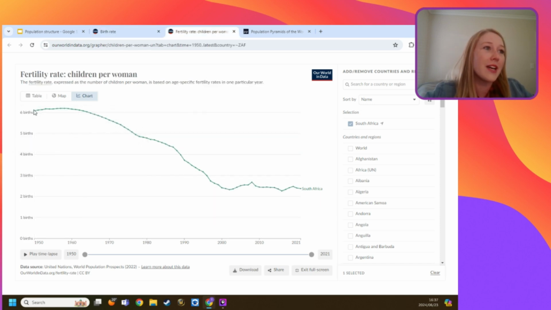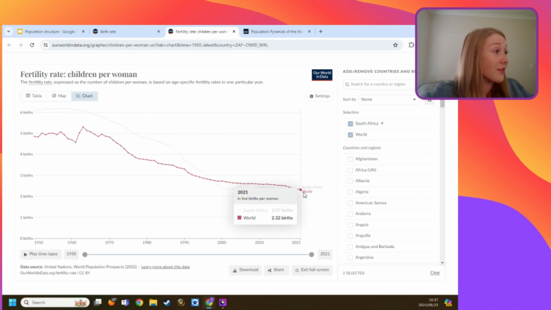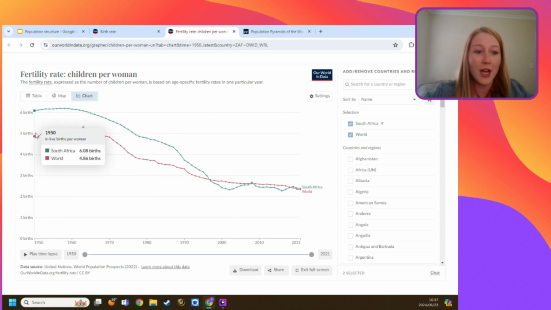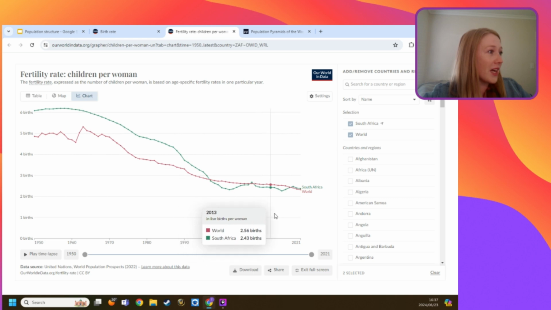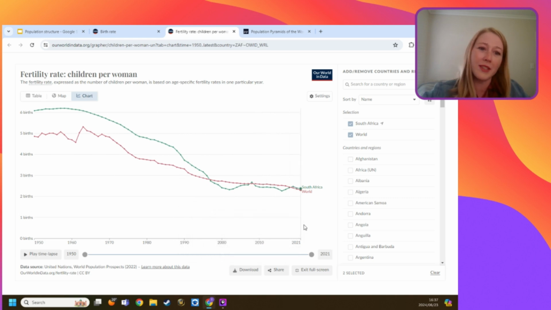Okay, so fertility rate has gone from 6 kids per woman to 2.37. Is that the same as the world fertility rate? Yeah, that's very close. So it was above global average for quite some time. And then around 1997, it kind of met the global rate. So that's interesting. I always thought that South Africa was a little bit behind, was a little bit less developed than the global average.